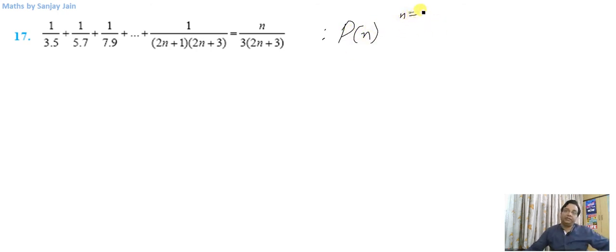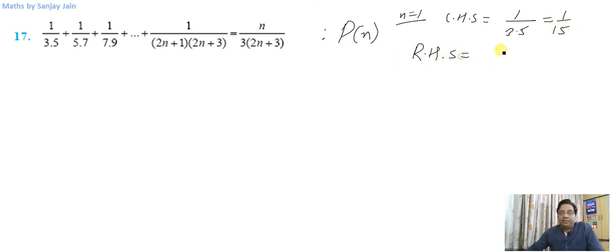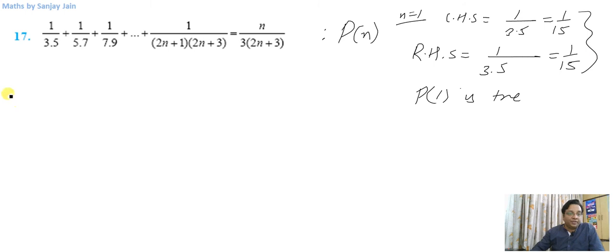For n equal to 1, left hand side is equal to 1 upon 3 into 5, that is 1 upon 15. And what will be the right hand side? It will be 1 upon 3 into (2 plus 3), that is 5. So it will also be 1 upon 15. So P(1) is true. Why? Because left hand side and right hand side are equal. So assume it to be true for P(k).